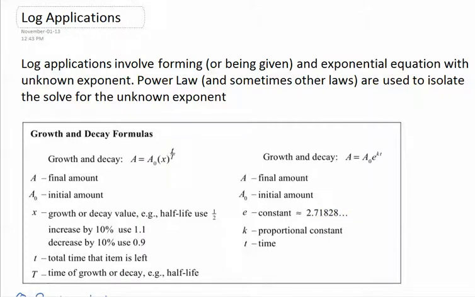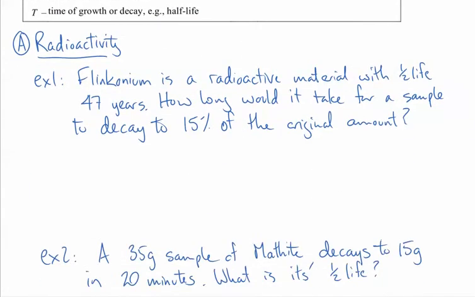So we're going to solve several problems, and at various points you may want to pause because I'm going to move fairly quickly to cover all of this. Step 1, radioactivity. I'm going to solve 2 problems. I've got a radioactive material called flinconium. It has a half-life of 47 years. The question is, how long does it take for a sample to decay to 15% of the original?